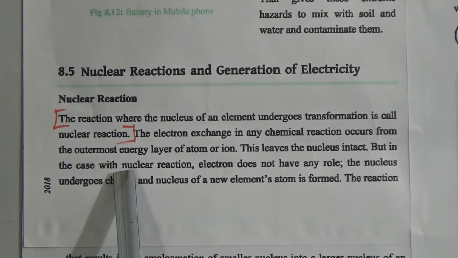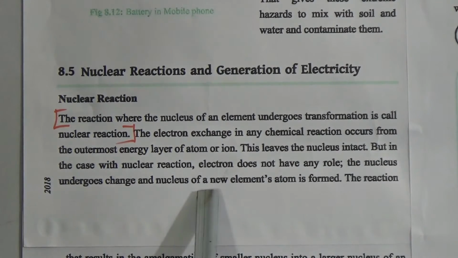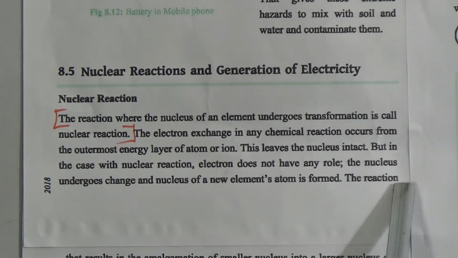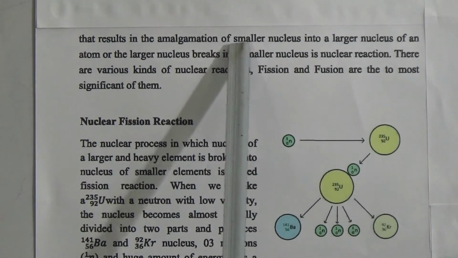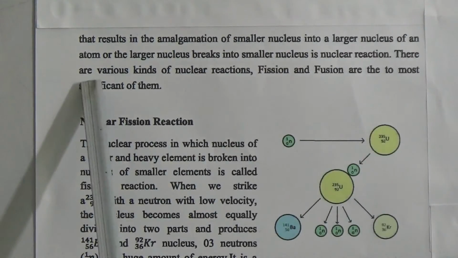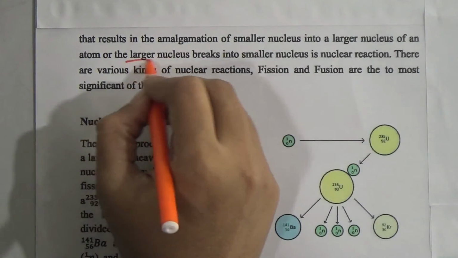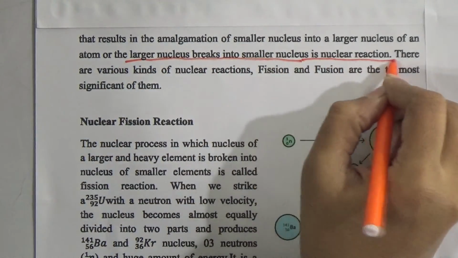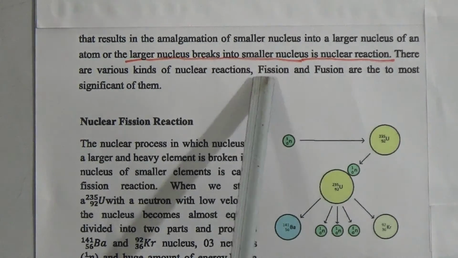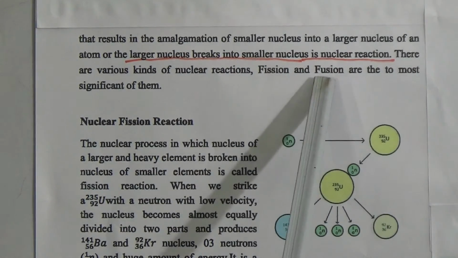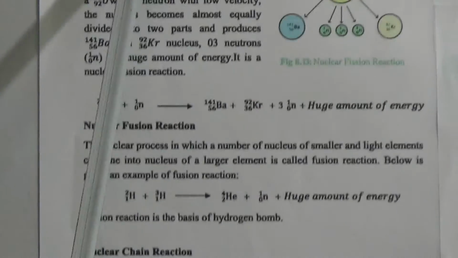But in the case of nuclear reaction, electrons do not have any role. The nucleus undergoes change and the nuclei of two elements are found. A reaction that results in the amalgamation of smaller nuclei into a larger nucleus of an atom, or a larger nucleus breaking into smaller nuclei, is a nuclear reaction. Not only this, smaller nuclei adding together is also a nuclear reaction, and that is fission and fusion. Fission and fusion are two types of nuclear reaction. Now come to nuclear fission reaction.